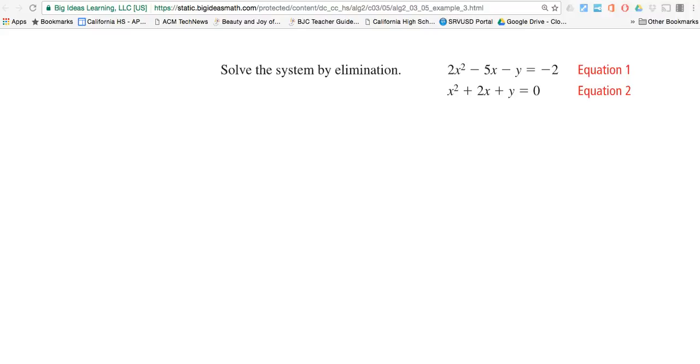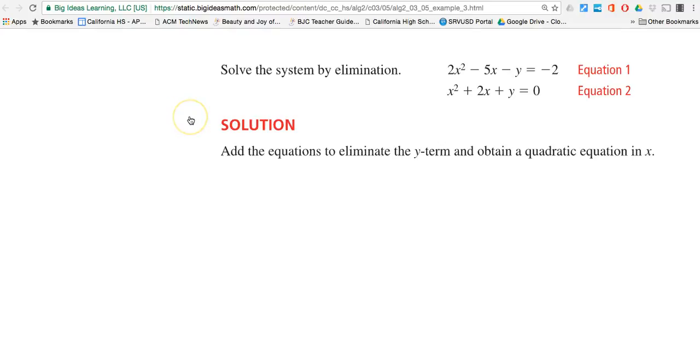Okay, so far you have seen solving systems of a quadratic and linear system or quadratic systems by graphing and substitution. Here we're going to look at an example of solving them by elimination. So the first thing you want to do is look at your system and eliminate one of the variables.